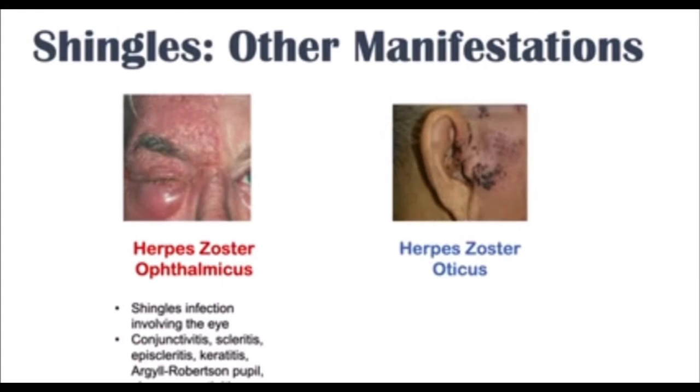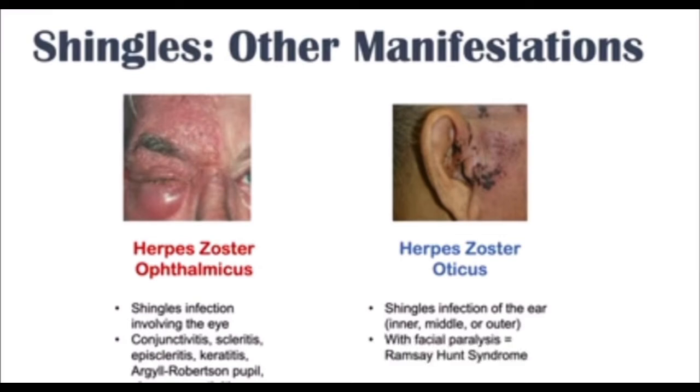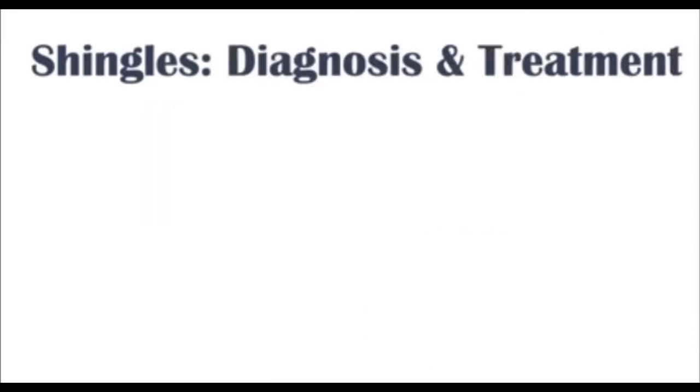The other one is herpes zoster oticus. So it's a shingles infection involving the ear. It can be the outer ear or even the inner or middle ear. So this is a very important one as well, because we don't want to lose hearing in the affected ear. And if there is facial paralysis associated with the herpes zoster oticus, it is known as Ramsay-Hunt syndrome. Just something to remember. So how do we diagnose and how do we treat shingles?